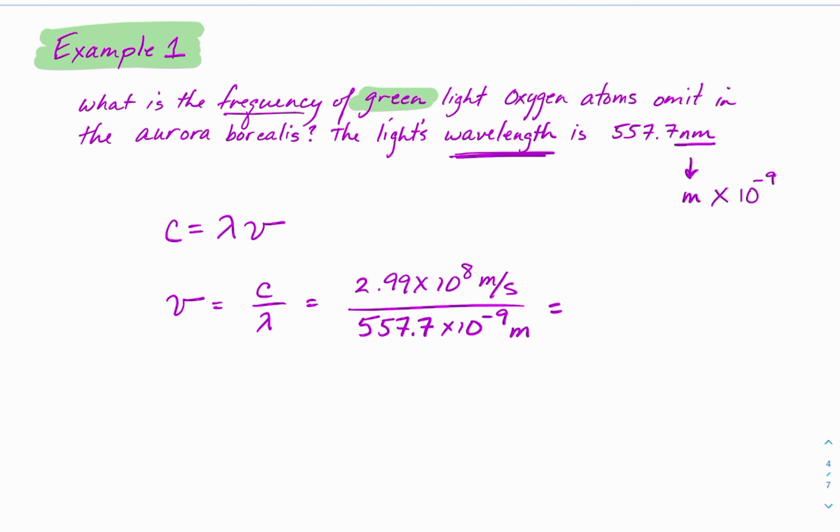We'll plug this into our calculator and round it to the appropriate number of sig figs, which is 3. The speed of light is an experimental calculated number, so it's a measured number, so its significant digits matter. And I get 5.36 times 10 to the 14th per seconds, because meters cancel out. You could write that as 1 over seconds, or seconds to the minus 1, or hertz. Any of those three will be perfectly sufficient. So that is our answer for example problem number 1.